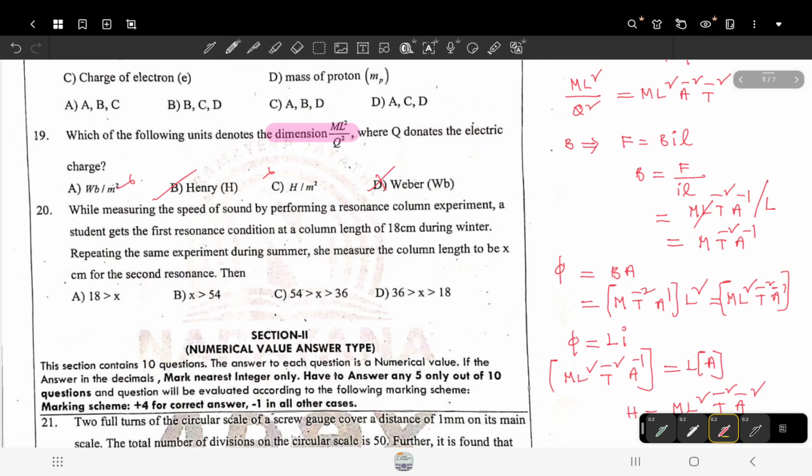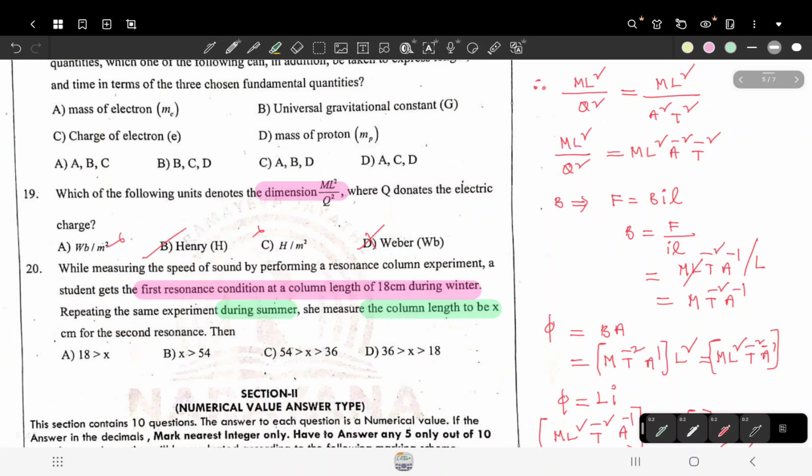While measuring the speed of sound by performing a resonance column experiment, a student gets the first resonance condition at a column length of 18 cm during winter. So the first resonance occurred at 18 centimeter in winter, and the second resonance occurred during summer, at x centimeter. We need to find out that x range.